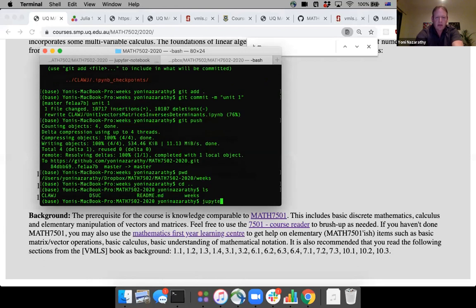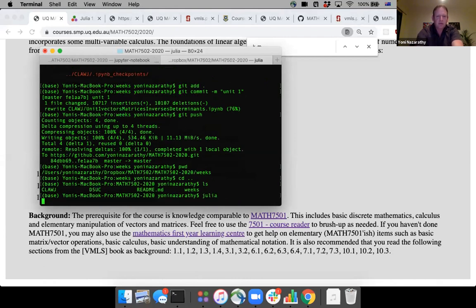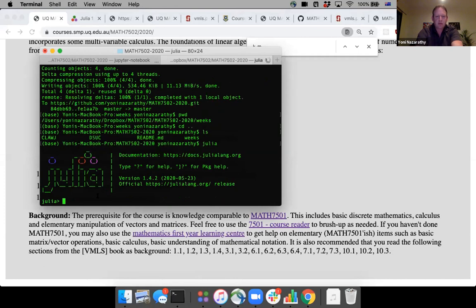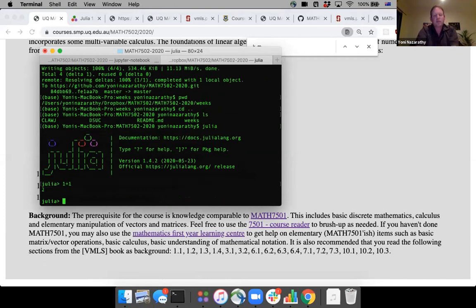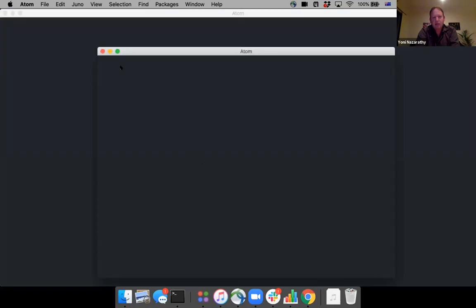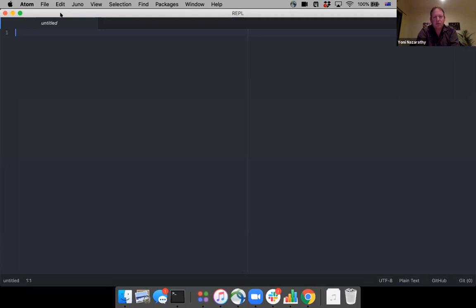Okay, so the way I start Julia is I do Jupyter Notebook. Now, of course, most of you would have Julia in the REPL. This is a Julia REPL, where REPL stands for read, evaluate, and print loop, where you can do Julia commands. Some of you will have Julia Pro, and it might be more convenient for you to work with Julia Pro or the REPL. But I'm running with Jupyter. This is what Julia Pro looks like.